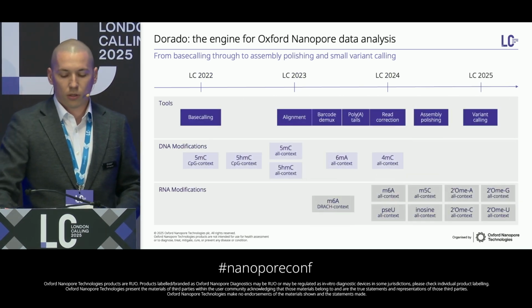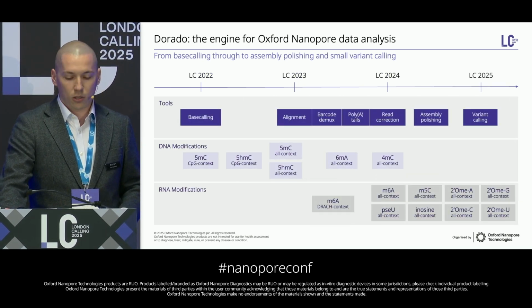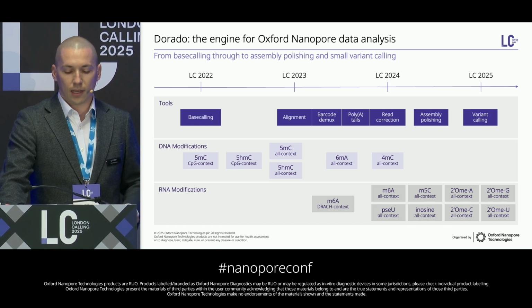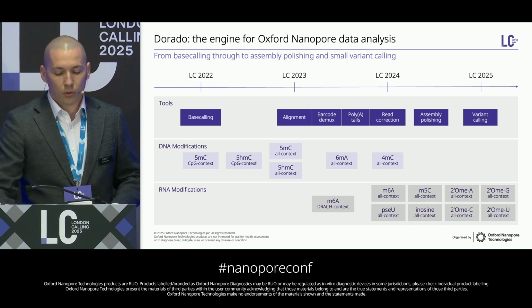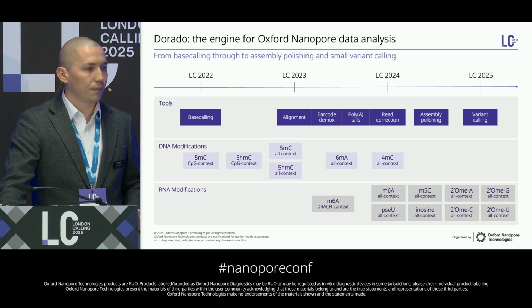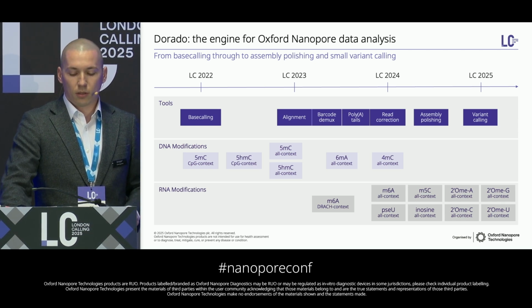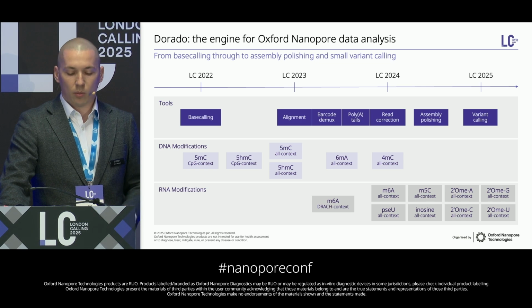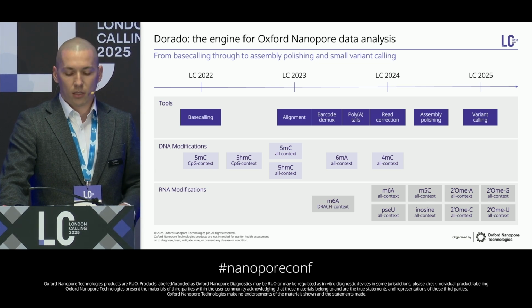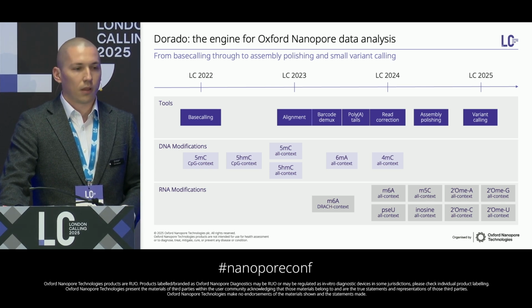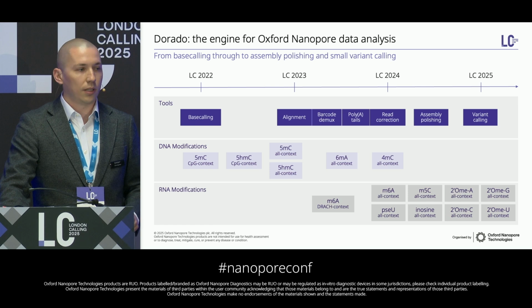Since introducing Dorado, we've continually added major new features. It now includes an extensive set of modified base calling models for DNA and RNA, barcode demultiplexing, alignment, poly-A tail length estimation, adapter and primer trimming, read correction, assembly polishing, and as of yesterday, Dorado now includes a variant caller, a feature that my colleague Ridian will cover in more detail in the next talk.